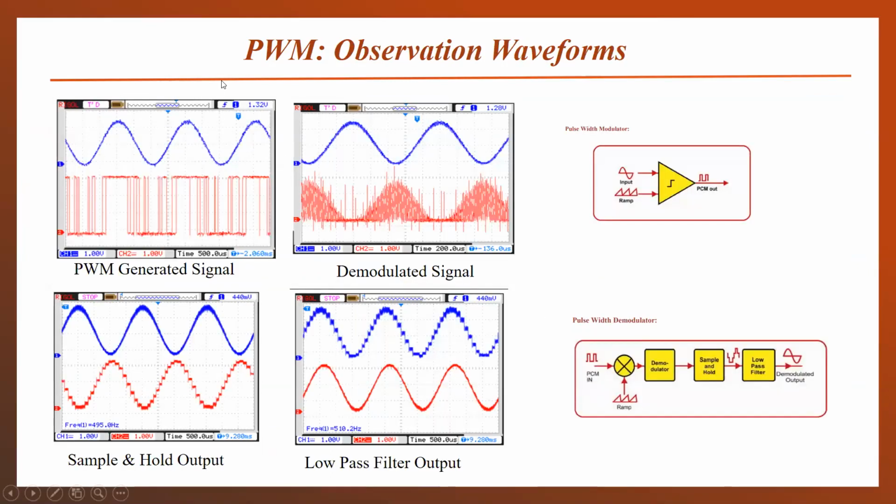So the generation methods have been discussed till now. Now we will discuss the waveforms, how waveforms will be generated, or what type of waveforms we will observe on a CRO when we perform the experiment. First waveform. Here is shown the PWM generated signal.